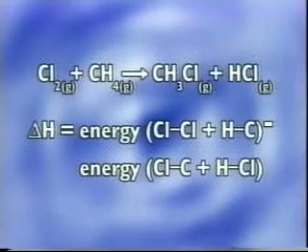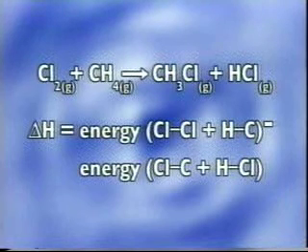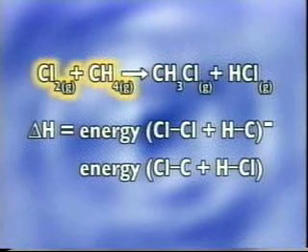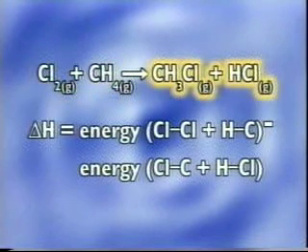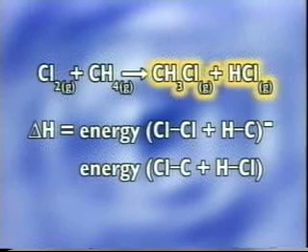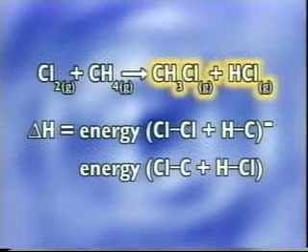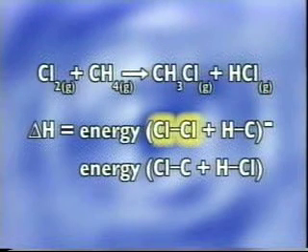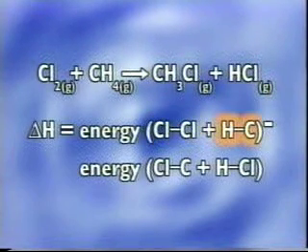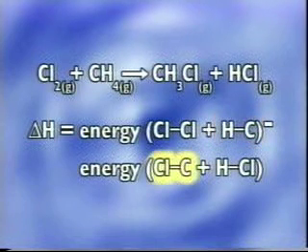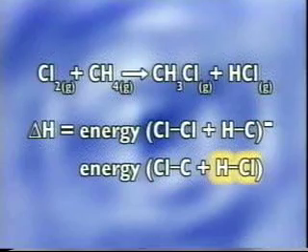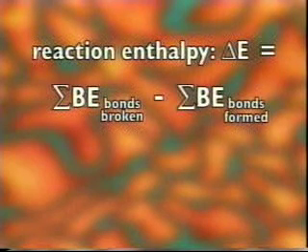This diagram shows the bonds in the following reaction. Chlorine gas plus methane gas make chloromethane gas plus hydrogen chloride. So in this reaction, 1 chlorine-chlorine bond breaks, and 1 hydrogen-carbon bond breaks. 1 chlorine-carbon bond forms, and 1 hydrogen-chlorine bond forms. The reaction enthalpy, delta E, equals the sum of the bond energies of the bonds broken minus the sum of the bond energies of the bonds formed.